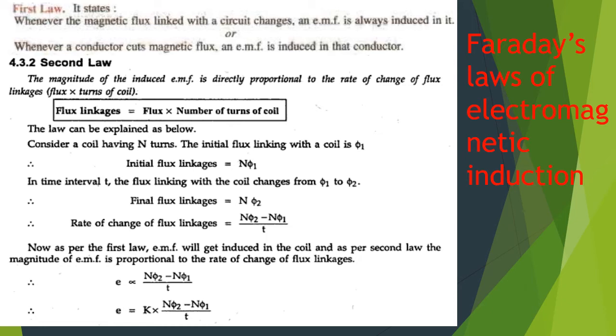The first law gives a statement like this: whenever the magnetic flux linked with a circuit changes, it means whenever there is a change in the magnetic flux linked with the circuit, an EMF is always induced in that circuit. Or the alternative statement is, whenever a conductor cuts magnetic flux, an EMF is induced in that conductor. Yes, we discussed this statement. We actually saw this phenomenon while discussing the generation.